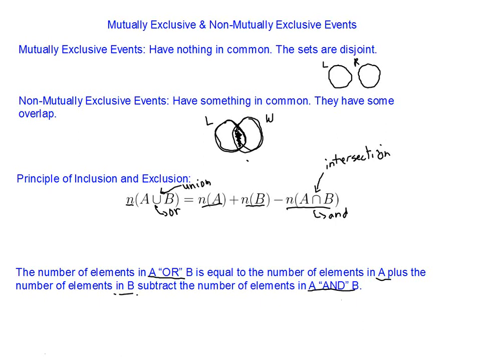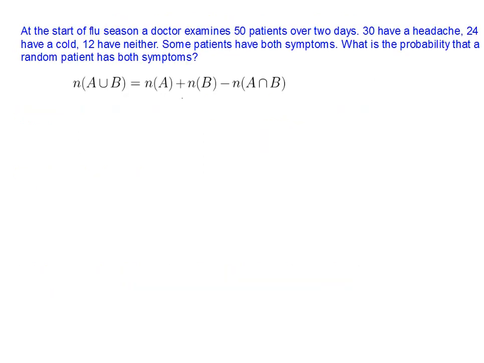Let's look at an example. So here we go. At the start of flu season, a doctor examines 50 patients over 2 days. 30 have a headache, 24 have a cold, 12 have neither. Some patients have both. The question here is, what is the probability that a random patient has both symptoms?